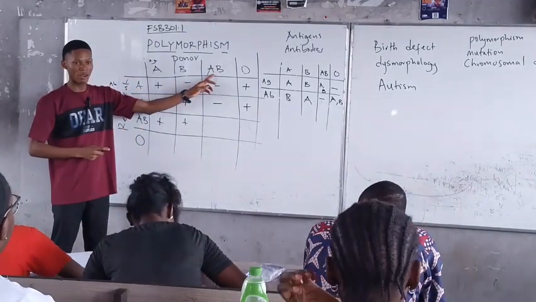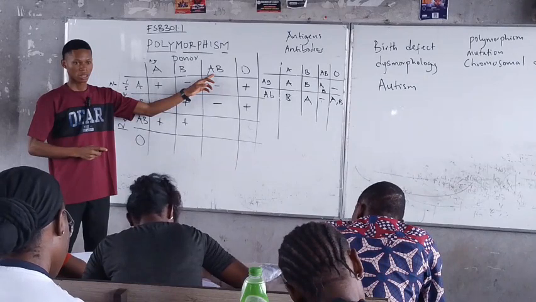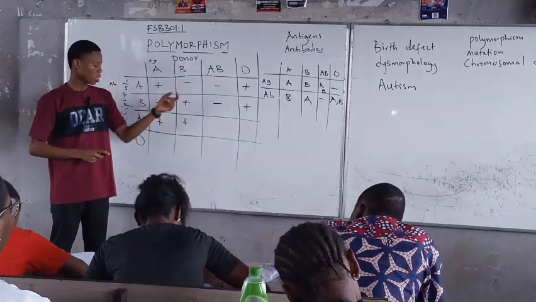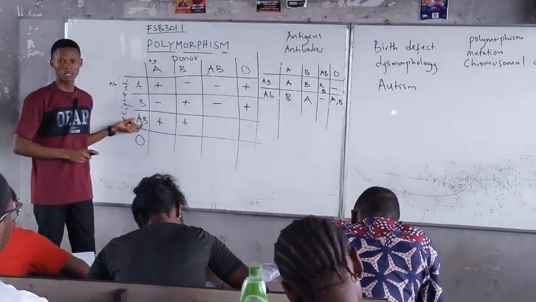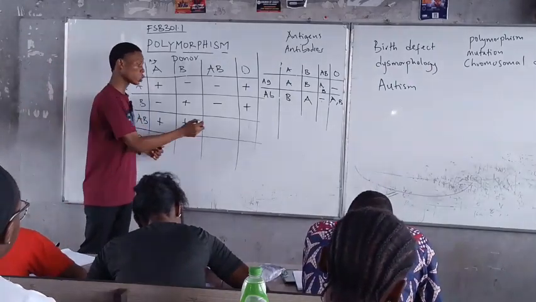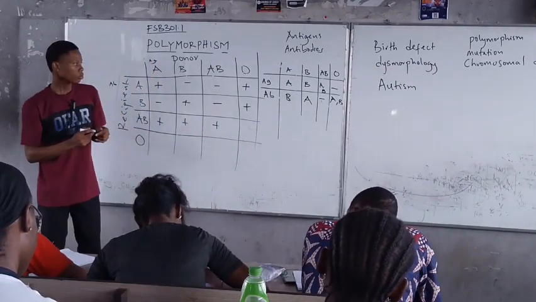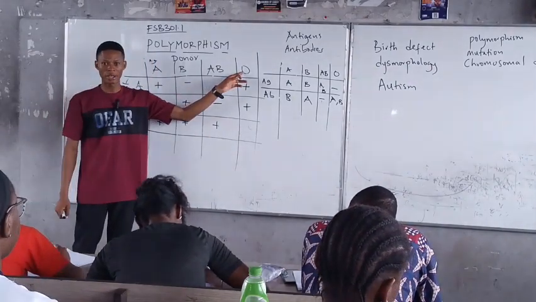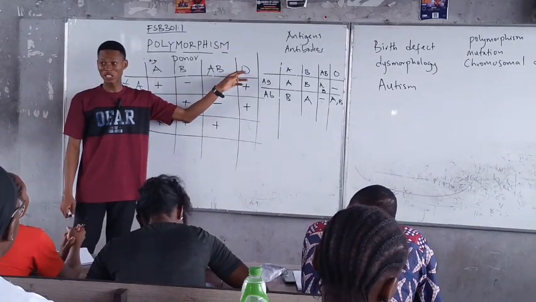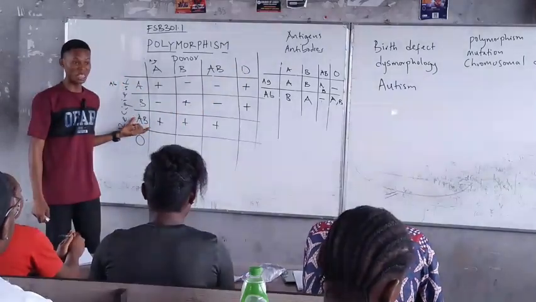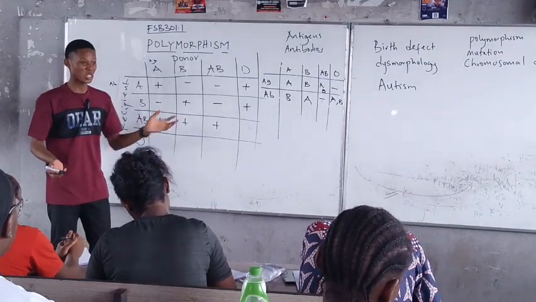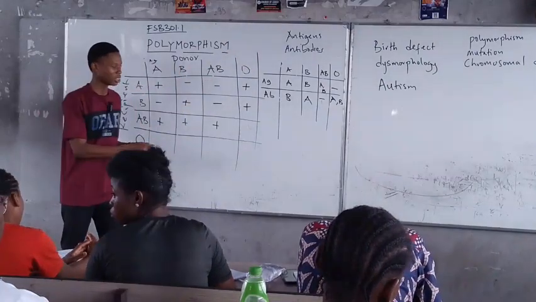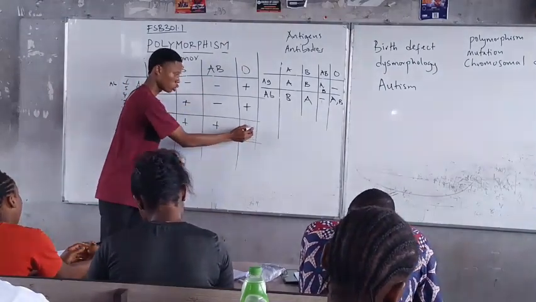What antigen do we have here? Antigen A and B, right? What antibody do we have here? No antibody to fight. So positive. What antigen do we have here? No antigen. What antibody do we have here? Now they match. No antigen, no antibody. Plus or minus? Good.